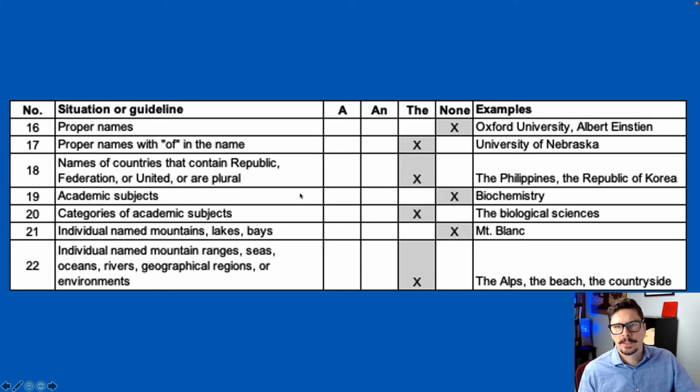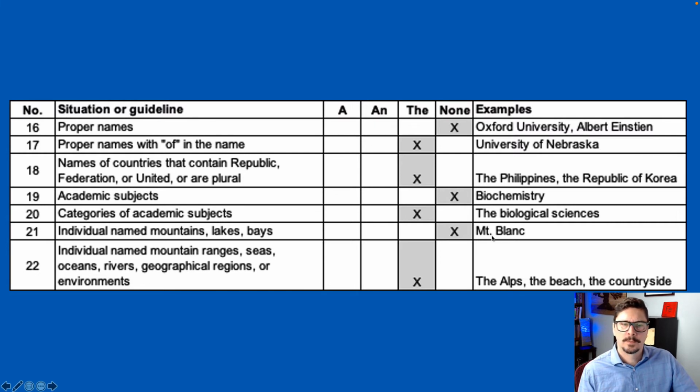Academic subjects do not require an article. So if you say biochemistry or chemistry or biology or engineering, you don't need an article. But if you're talking about categories of subjects, you do need the. So the biological sciences would need an article. Individual named mountains, lakes, or bays do not need an article. This is really a subset of rule number 16, but I wanted to bring it out specifically.